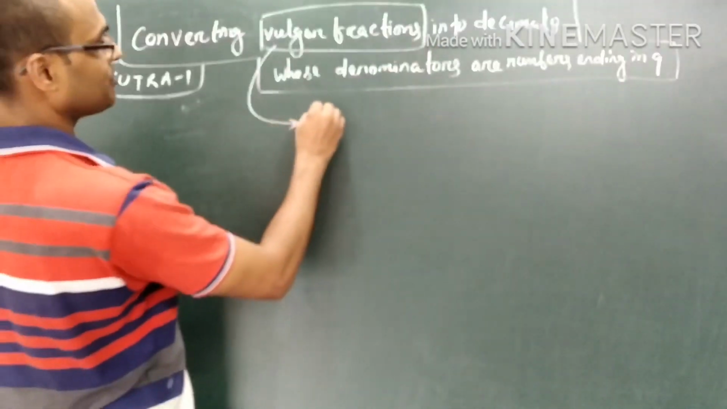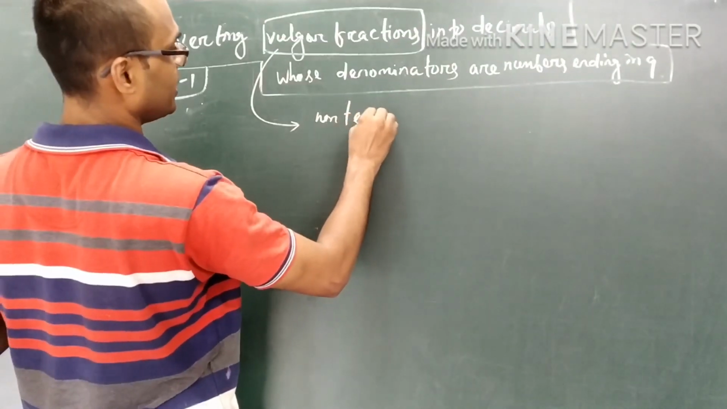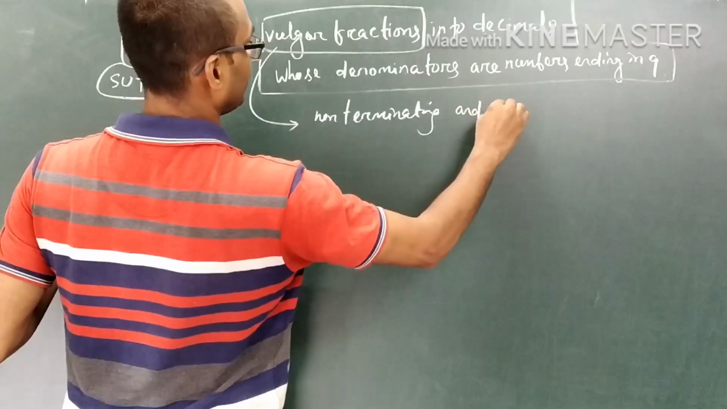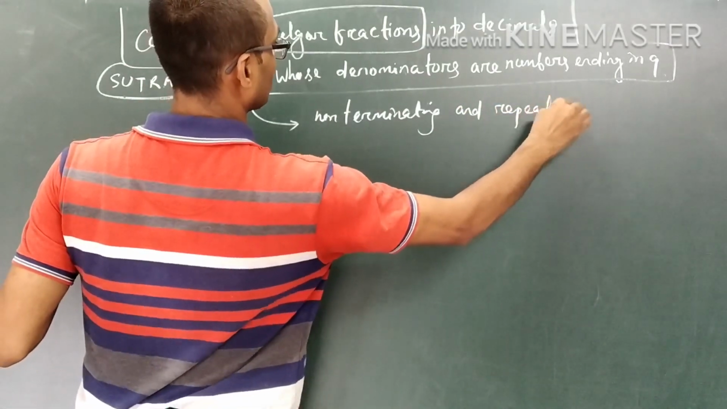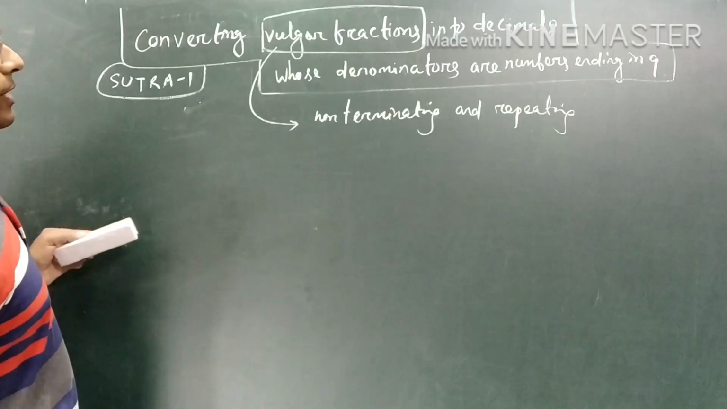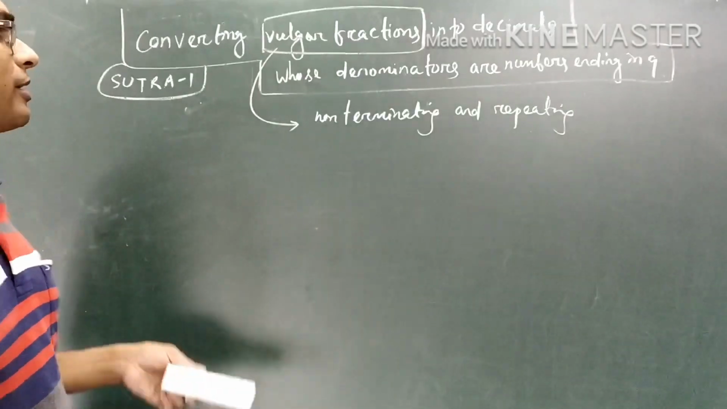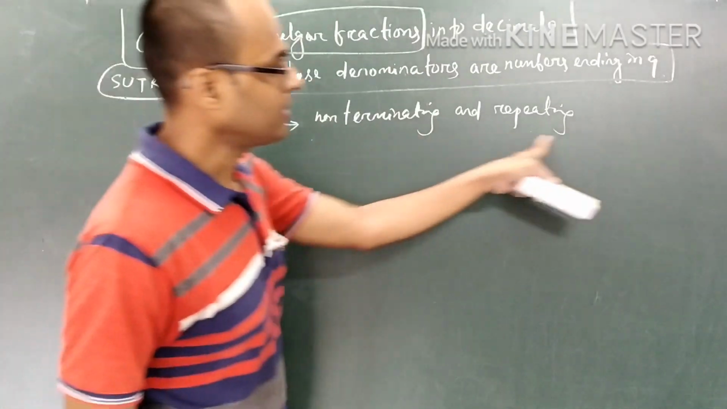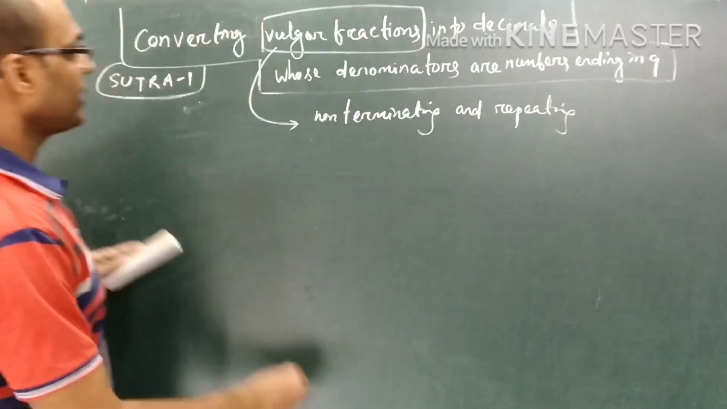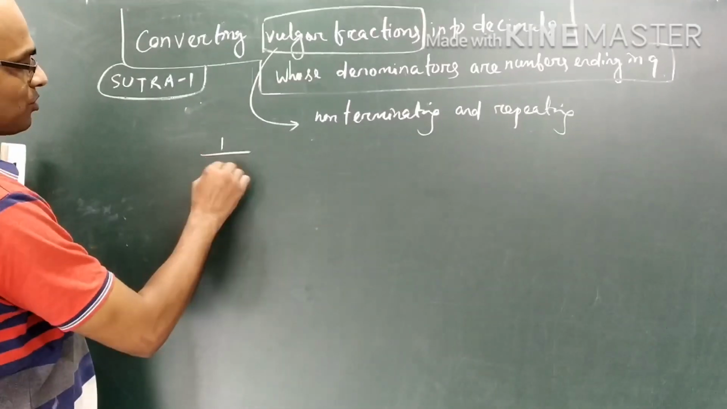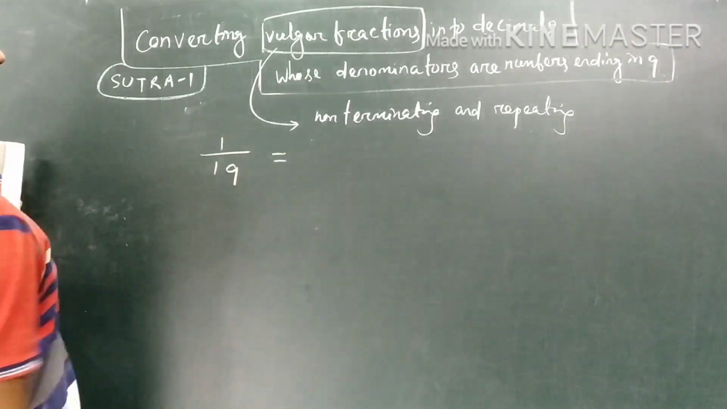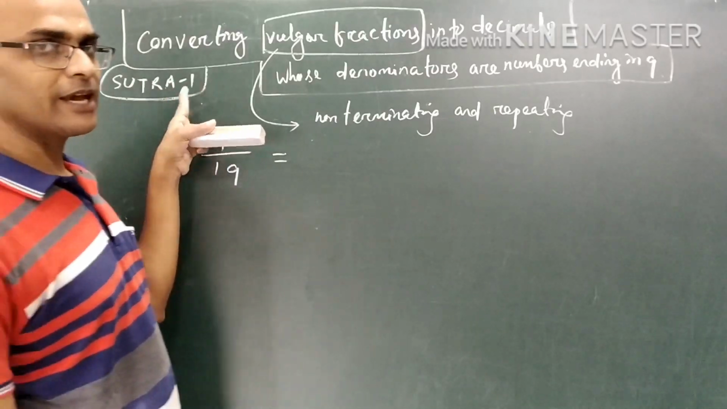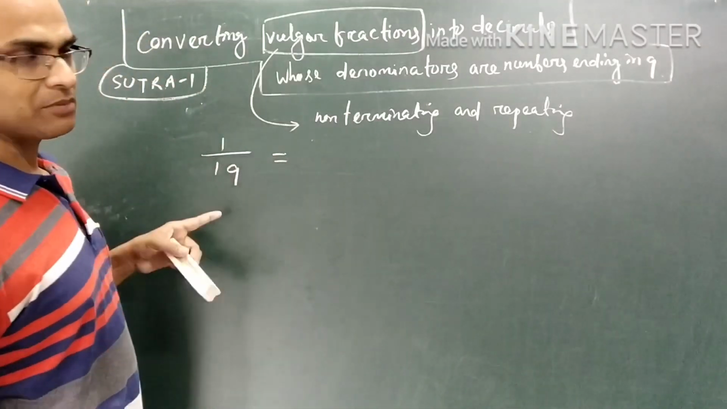Now a vulgar fraction here means it is non-terminating and repeating or recurring. Non-terminating and repeating or recurring numbers means the fraction whose decimal expansion is of this form. Friends, let us take example 1 by 19. This is actually the application of Sutra 1, that is Ekadhikena Purvena of Vedic mathematics.